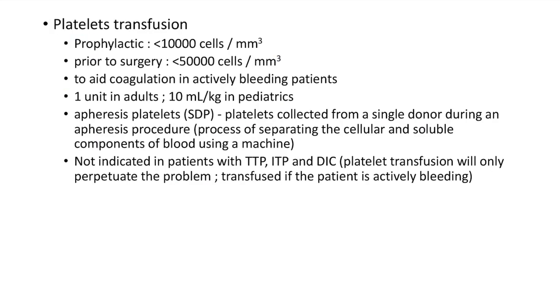Now let us see about platelet transfusion. Prophylactic platelet transfusion can be given when the platelet count is less than 10,000 cells per millimeter cube. Prior to surgery, we can give platelet transfusion if the platelet count is less than 50,000 cells per millimeter cube. Platelets can also be given to aid coagulation in actively bleeding patients. The dose of platelets is 1 unit in adults and 10 milliliter per kilogram in pediatrics.